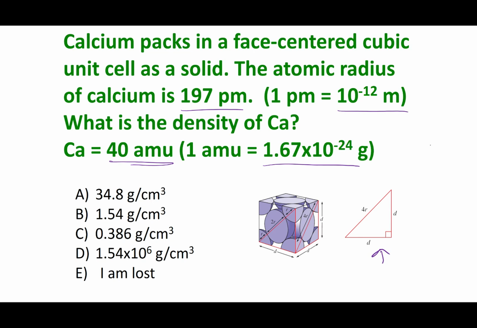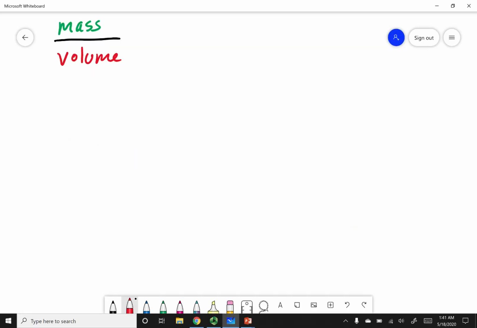So remember what density is. Density is going to be mass over volume. And make sure you get the units correct. All right, let's go ahead and tackle this problem. Like I told you, density is mass over volume. So let's try to figure this out.